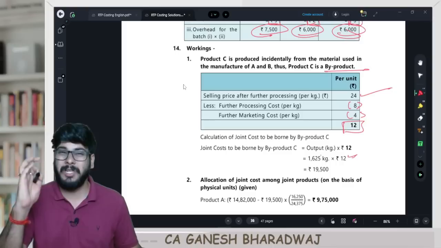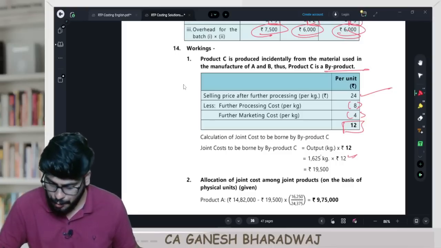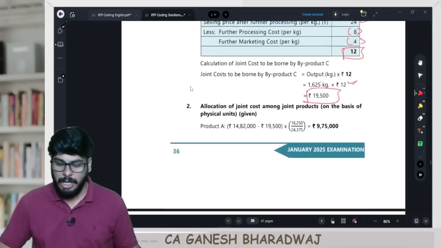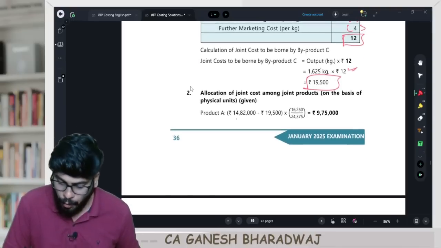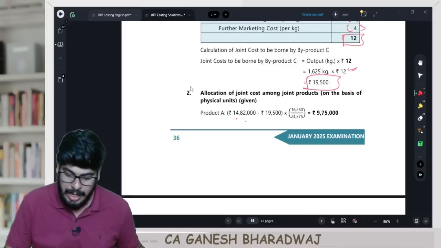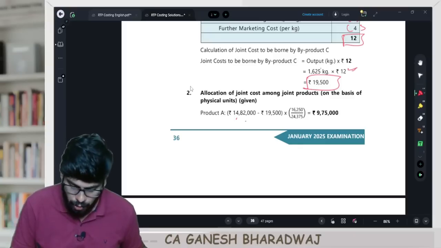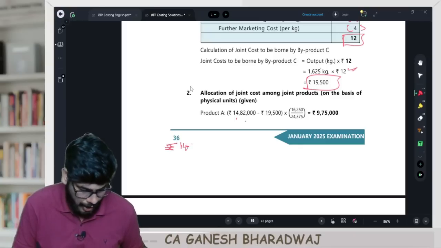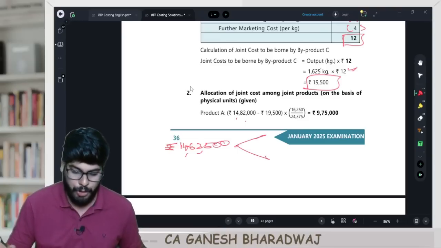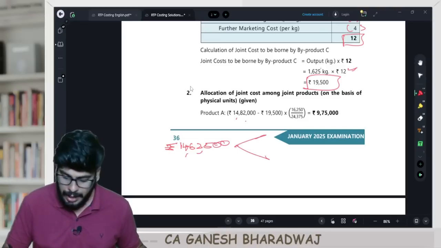Each of these kgs will give you a net realizable value of 12 rupees. That's going to be a total of 19,500 rupees, right? So now what you need to do, from 14,82,000 rupees, which is your total joint cost, you reduce this 19,500 rupees. It's going to be 14,62,500 rupees, right?